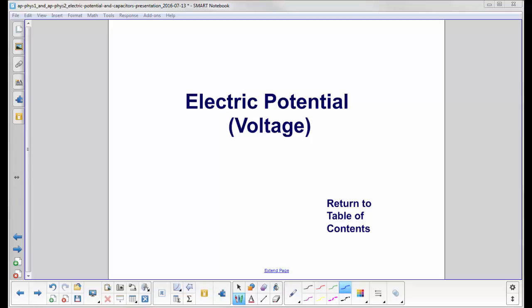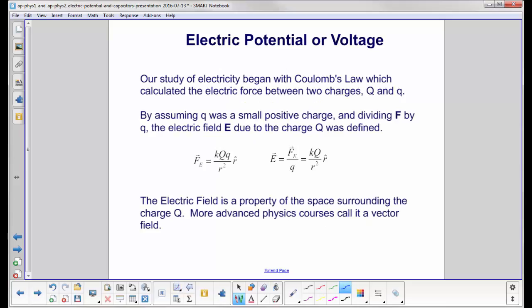Electric potential, or voltage. We started studying electricity with Coulomb's law. That gave us the electric force between two charges, which we can call big Q and little q. By assuming little q is a very small positive test charge and dividing the force by q, we found the electric field due to the large charge.